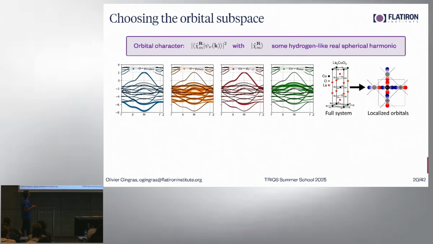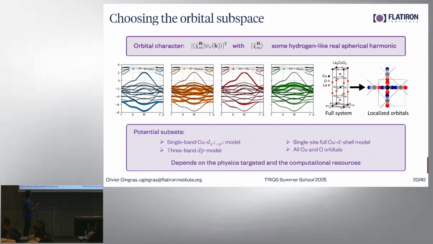Okay, so what does this tell us? It tells us that essentially the physics at the Fermi level is ruled by what's happening inside of the copper oxide planes. Right? So this is where things are active, and essentially the oxygen are hybridizing with the copper atoms in order to form a single band that's active at the Fermi level. Okay, interesting. What do I do with this? Well, it gives me a few potential subsets of orbitals where I could do my calculations.